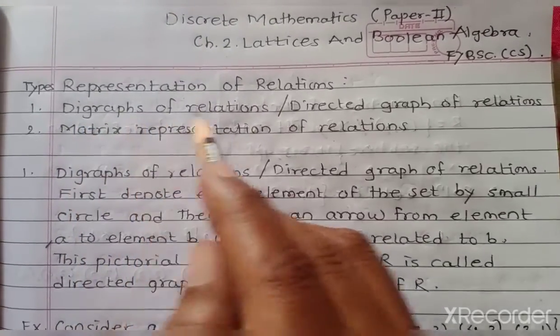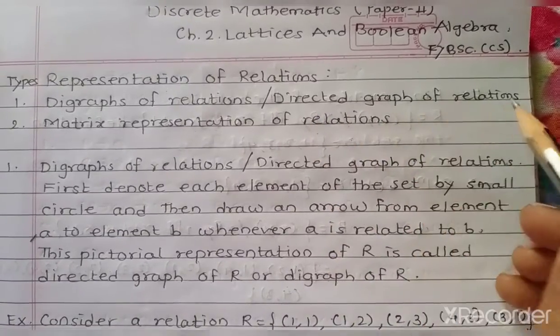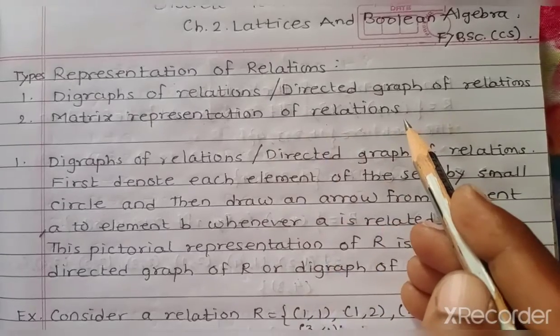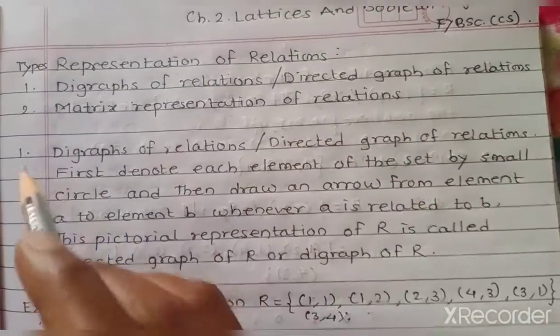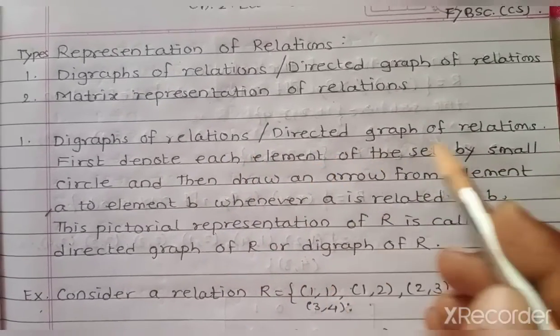The first one is the diagram of a relation, which we sometimes call a directed graph of a relation. The second is the matrix representation of a relation. First of all, we will discuss the diagram of a relation, or directed graph of a relation.